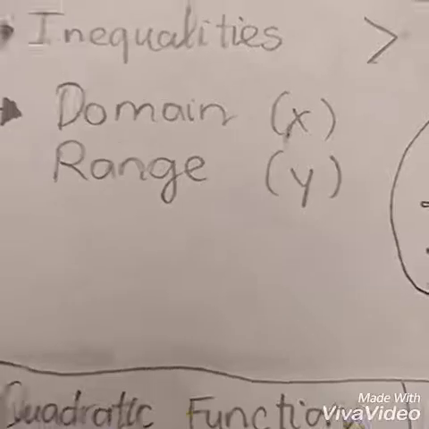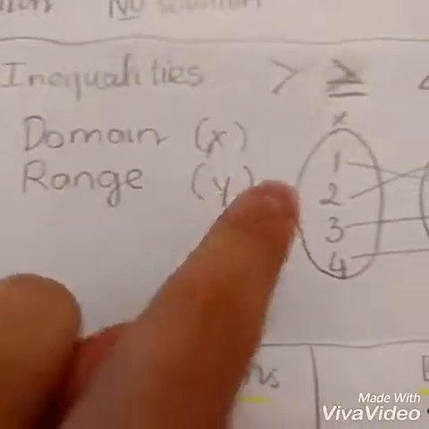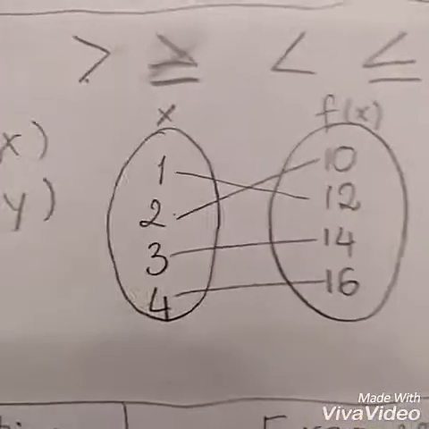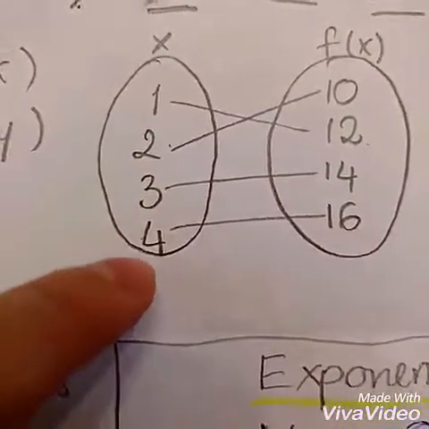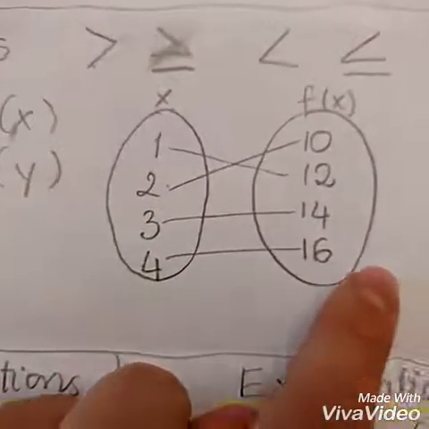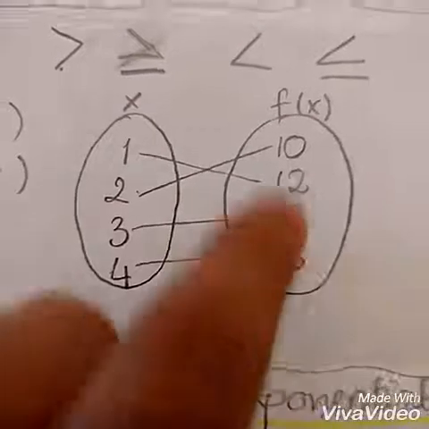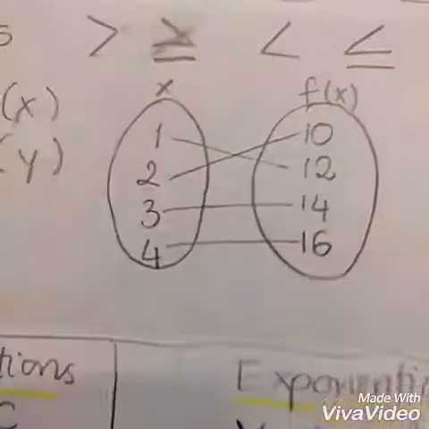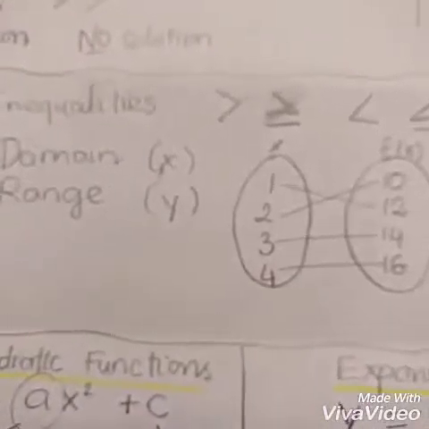Last but not least, let's talk about domain and range. Domain is x value, range is y value. For example, I have a mapping right here. My x is 1, 2, 3, 4. This is my domain. My y is 12, 10, 14, and 16. Okay, f of x is the same as y, so don't be surprised when you see f of x. Domain is x, range is y.